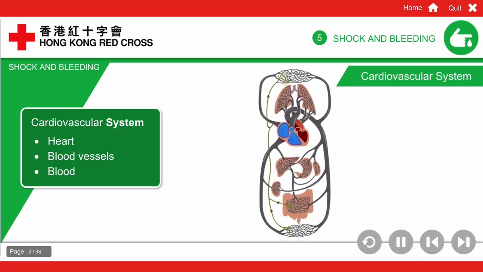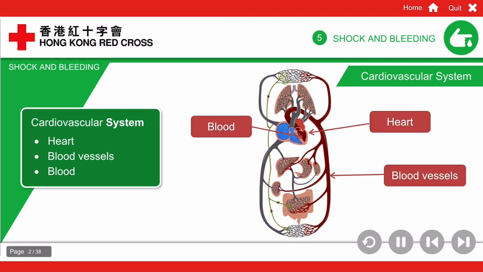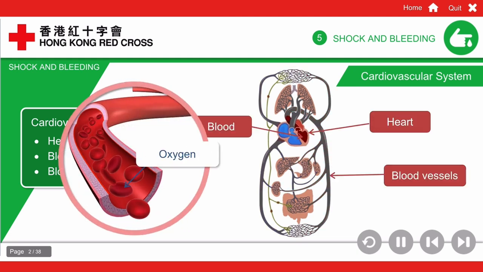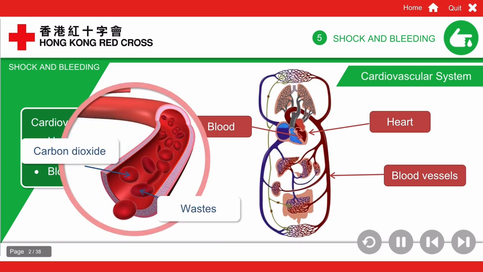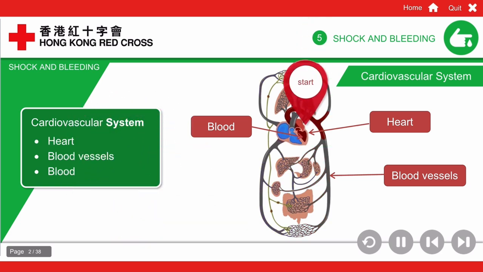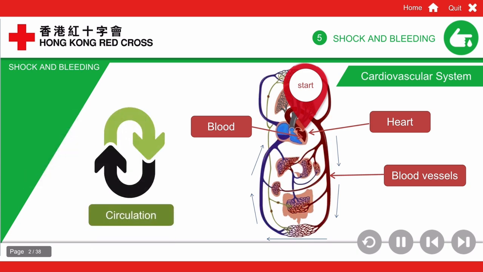The human cardiovascular system comprises the heart, blood vessels, and blood. Its major function is to carry oxygen, nutrients, and hormones to all body cells, and remove carbon dioxide and wastes produced by metabolism. Starting from the heart, the cardiovascular system pumps blood throughout our body and back to our heart via blood circulation and heart contraction.